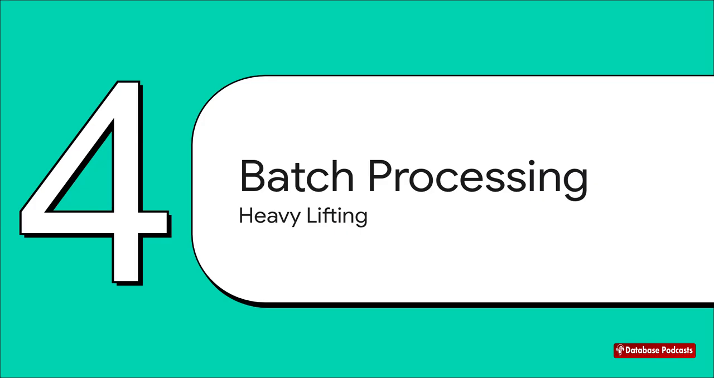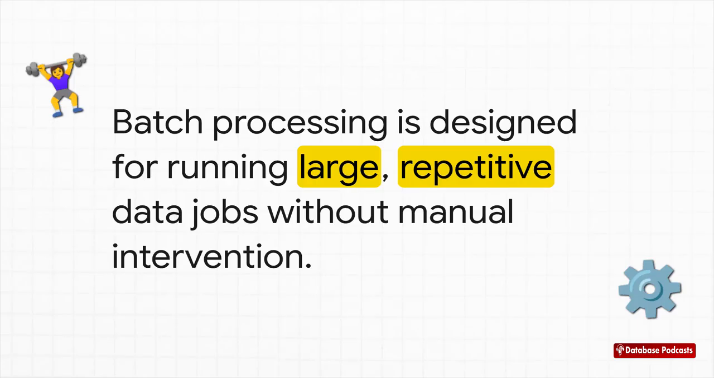Okay, but what if your problem isn't about flexibility? What if it's about pure, raw scale? You've got these massive, repetitive data jobs that need to run. What do you do then? Well, that brings us to our second big strategy. This is where batch processing comes in.